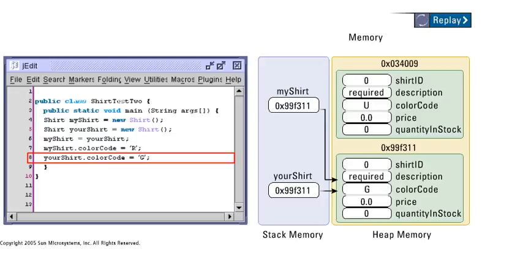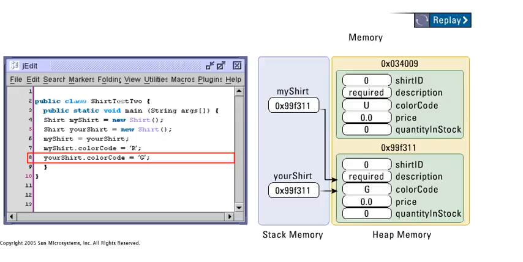So we've seen that a reference variable can change its value and point from one object to a different object. And now we also have the situation where we have two reference variables referring to the same object. So let's see what happens in this situation. Let's use the myShirt object reference variable to change the object's color code to an R. So doing this will change the color code of the myShirt object to an R, but it also changes the color code of the object referred to by yourShirt.